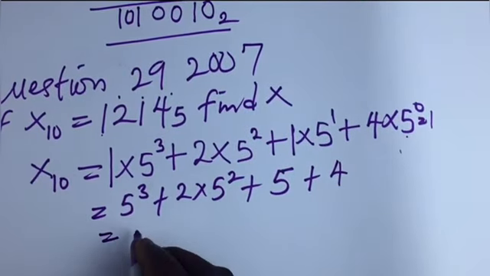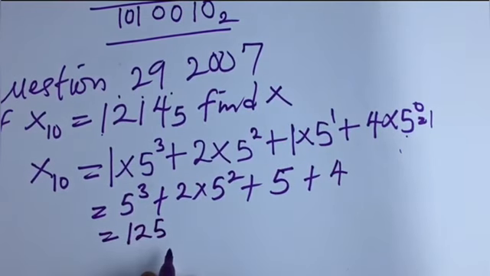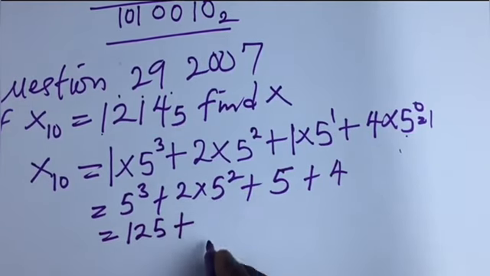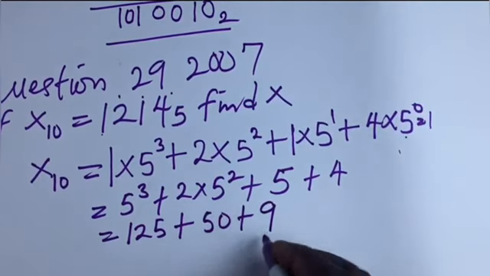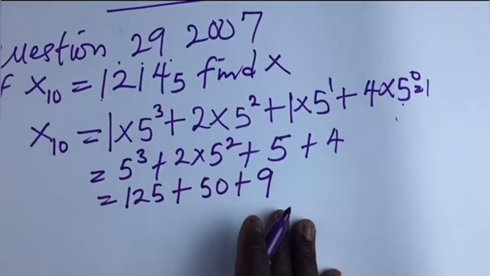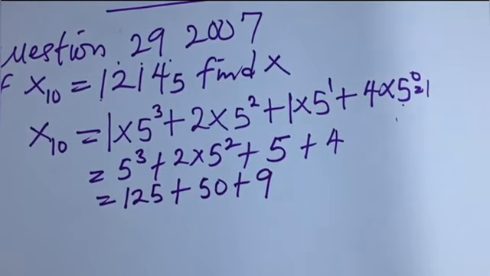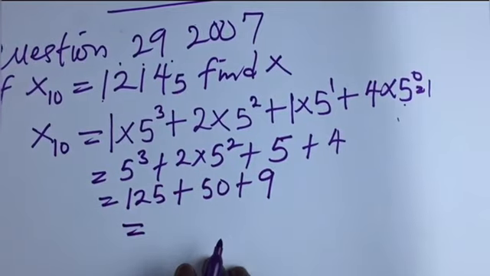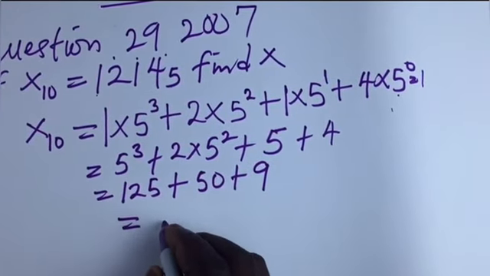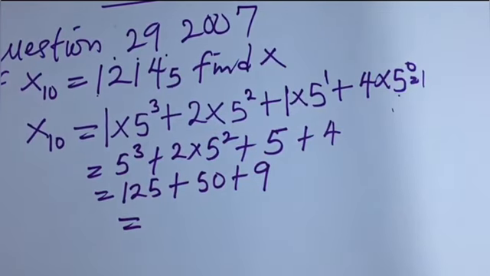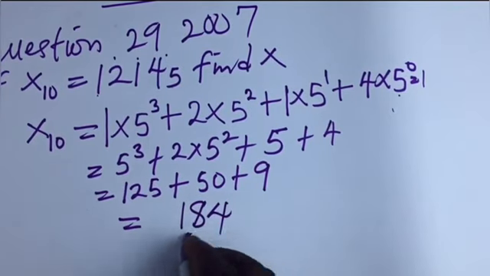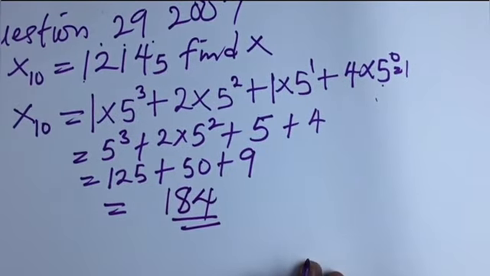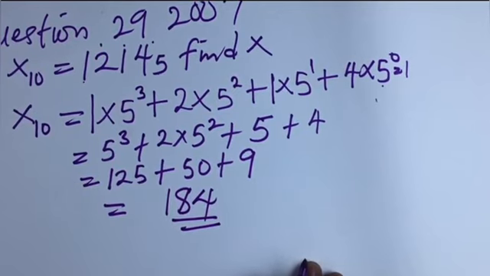So 5 to the power of 3 is 125. That's 5 times 5, 25, times 5, that should be 125. Plus 5 raised to the power 2 is 25, times 2, that's 50. Plus 5 plus 4, that's 9. Sorry for that distraction. So this should be 125 plus 50, that's 175, plus 9, that should be 184. Okay, so this is the final addition that we have to go through to get our final answer.